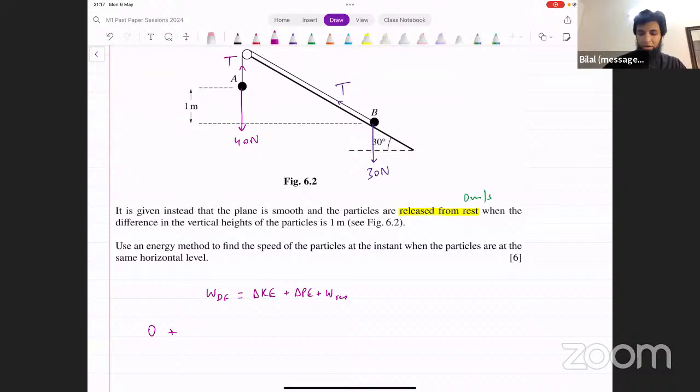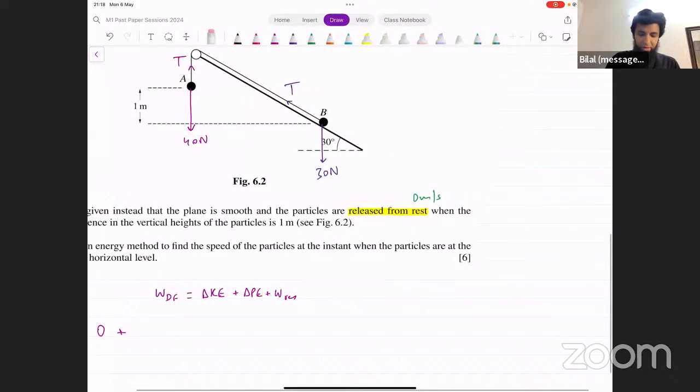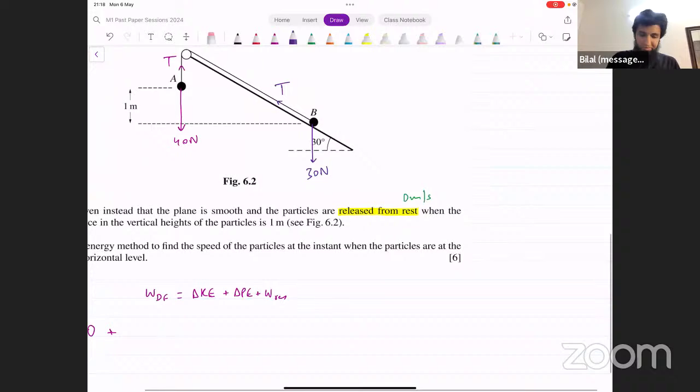What about B? Driving force is T, but the problem is we do not know how much B has moved in this direction. So that's the key thing that we need to figure out in this question. How much has B moved up the plane and how much has A moved down the plane? If you can figure that out, the rest of it is not going to be that difficult. So the main problem here is figuring out how much A moves downward and how much B moves up the plane. Now let's think about how we can figure that out.